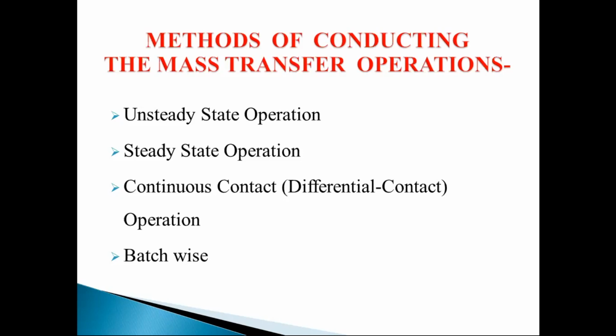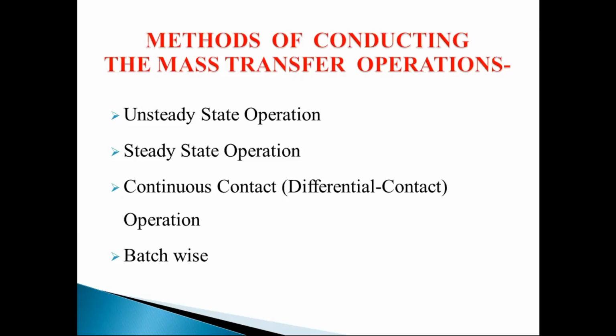Ultimate contact throughout without repeated physical separation and recontacting. That is known as continuous contact operation, meaning here the material is in direct contact. Okay, and batchwise is the most simple. In this case, the phases flow through the equipment in batches.